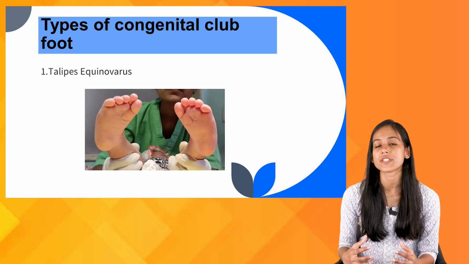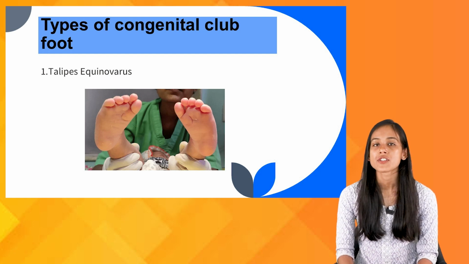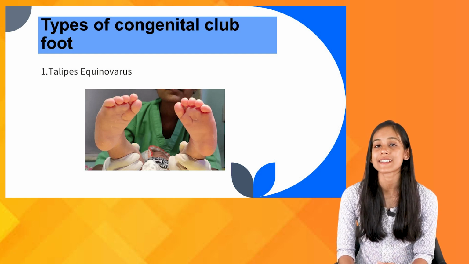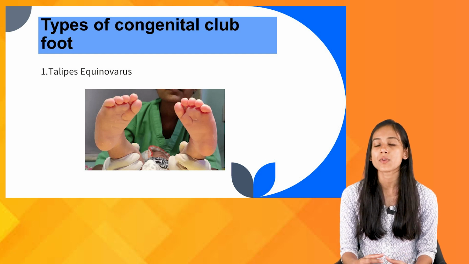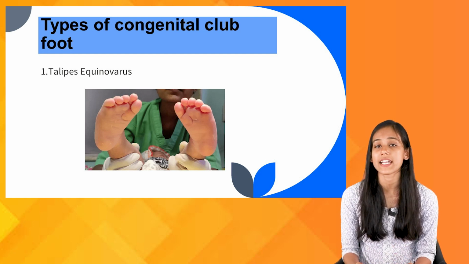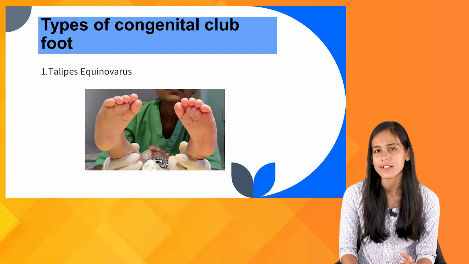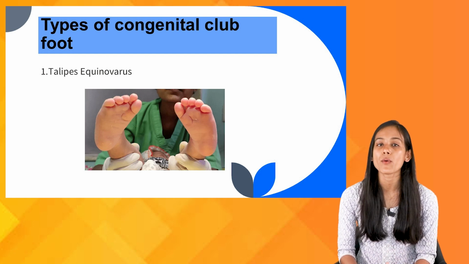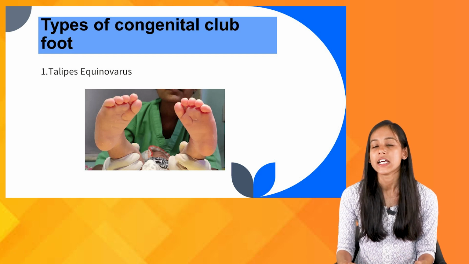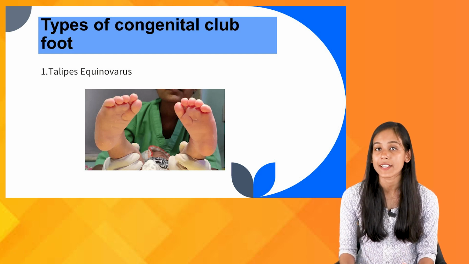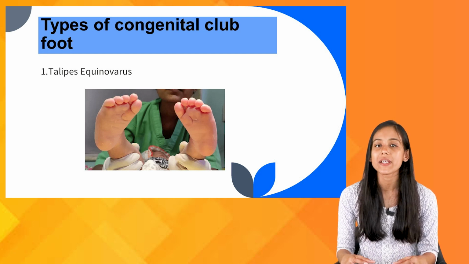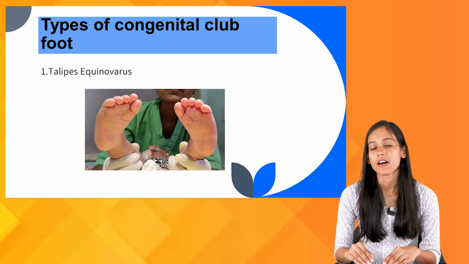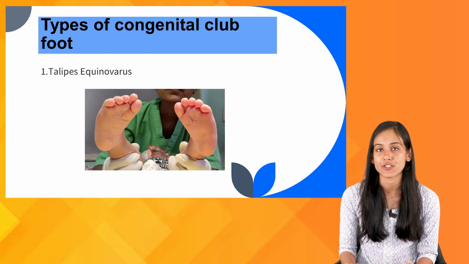Now next, let us move to the types of congenital clubfoot. The first type that we have is talipes equinovarus. This is the most common type of congenital clubfoot, and 95% of all the cases are talipes equinovarus. So you can understand how common this is. What happens in this is basically the foot is fixed in plantar flexion, and we know plantar flexion means outward movement, right? So basically the foot is fixed in plantar flexion position.